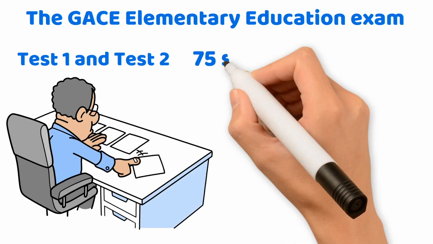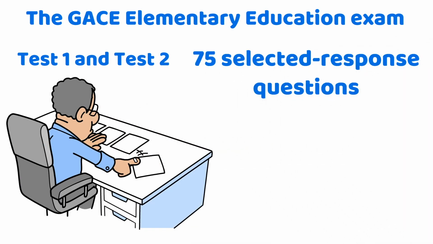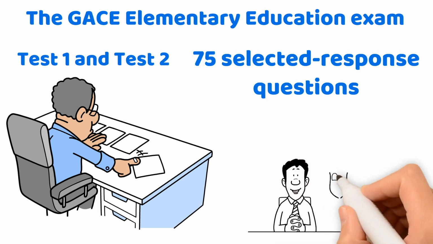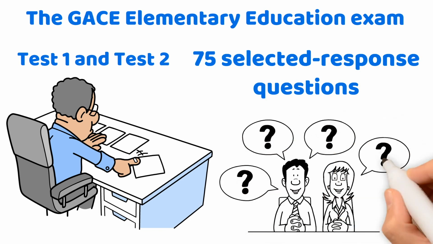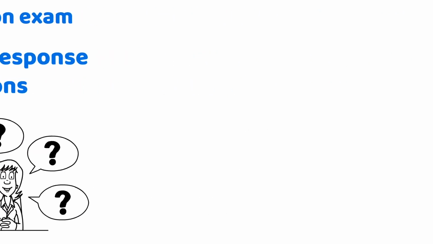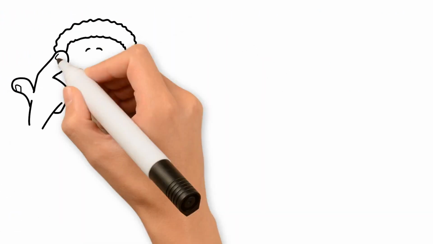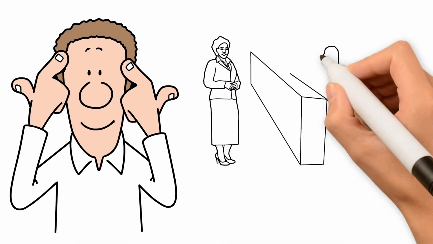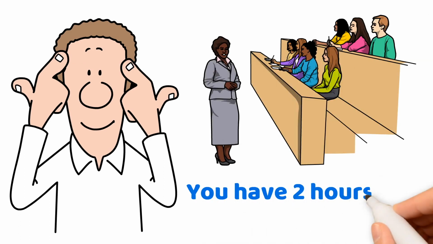Both tests include 75 selected response questions, with Test 1 also featuring 2 constructed response questions to evaluate your analytical skills. Each part assesses your foundational knowledge and ability to apply educational principles. You have 2 hours per test.